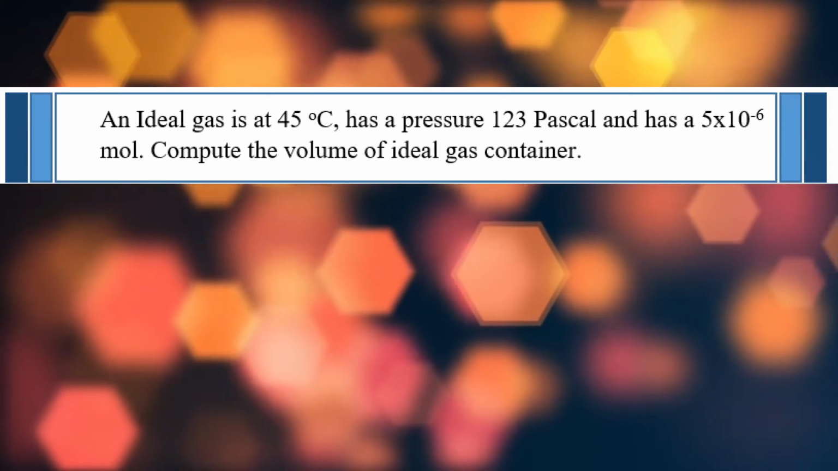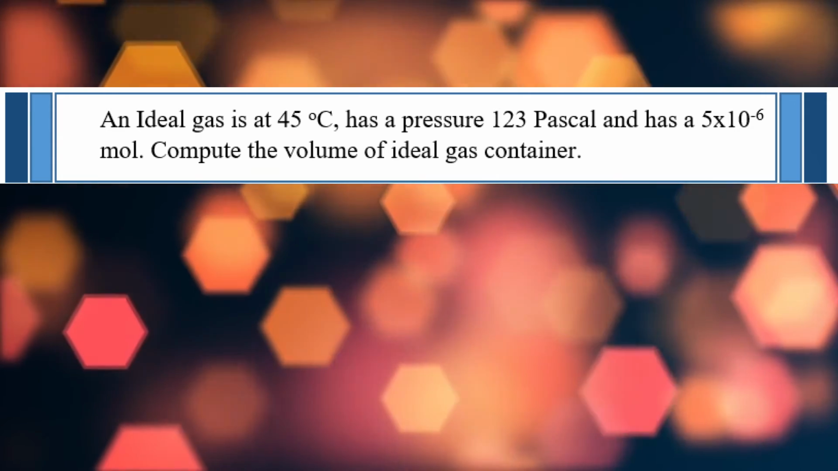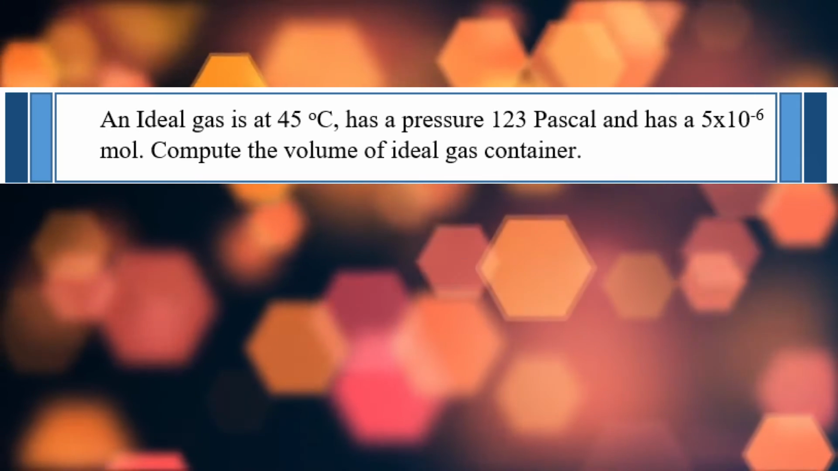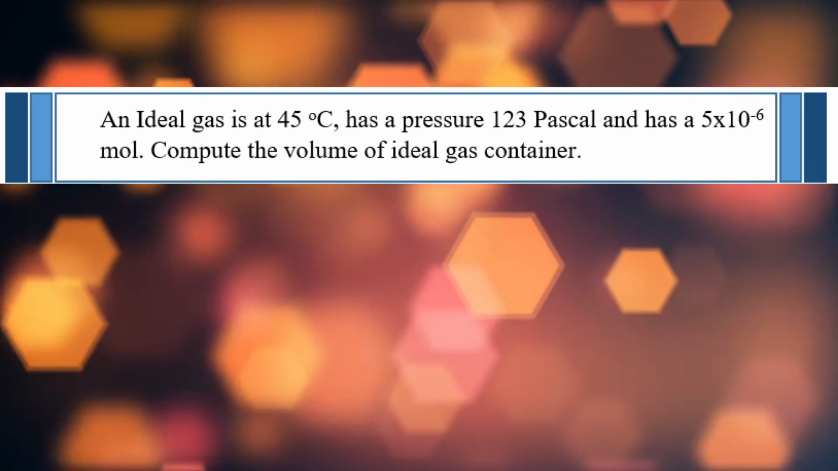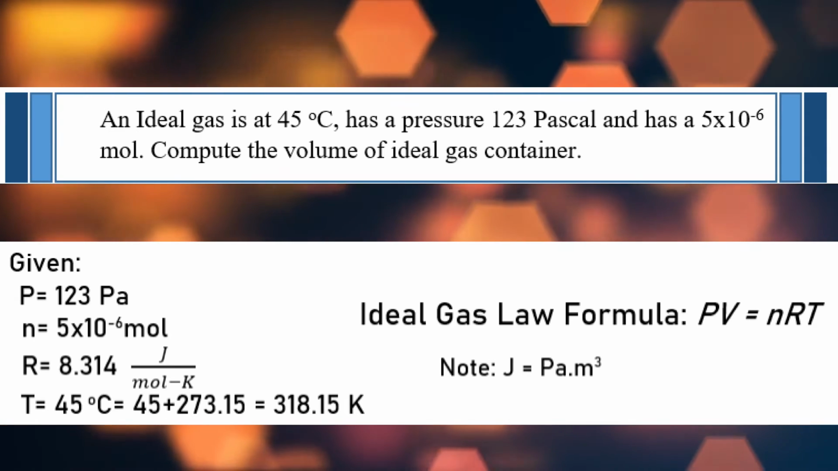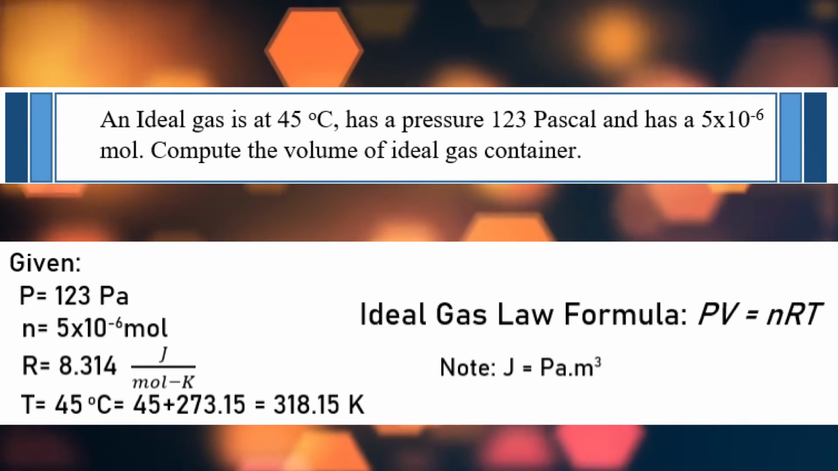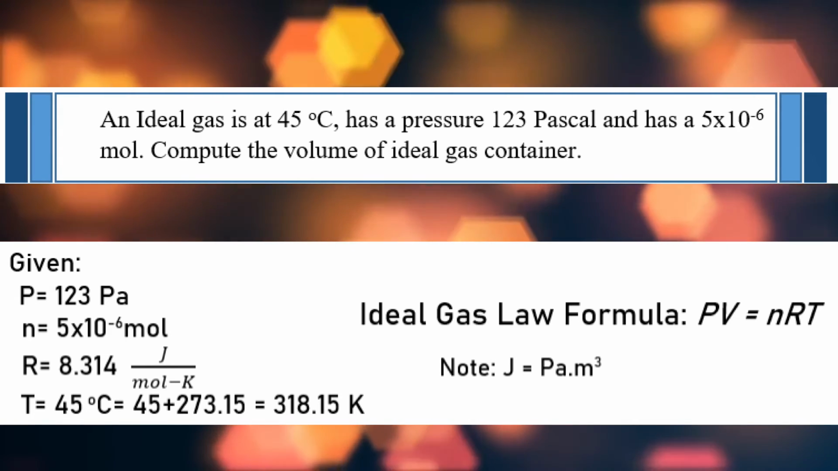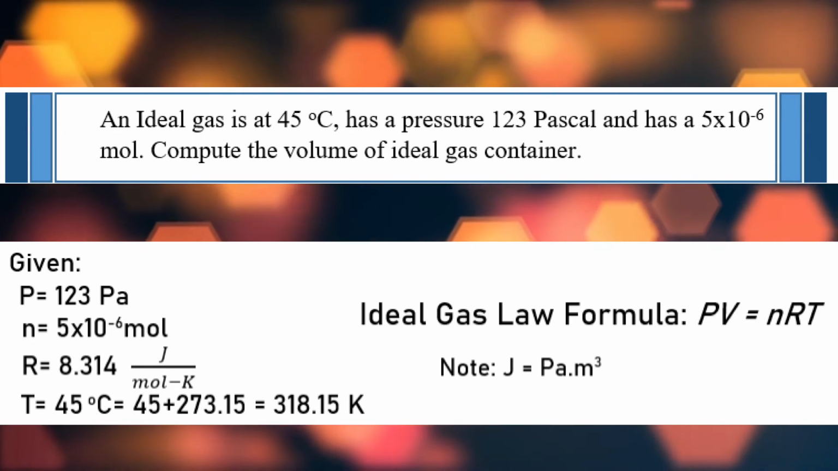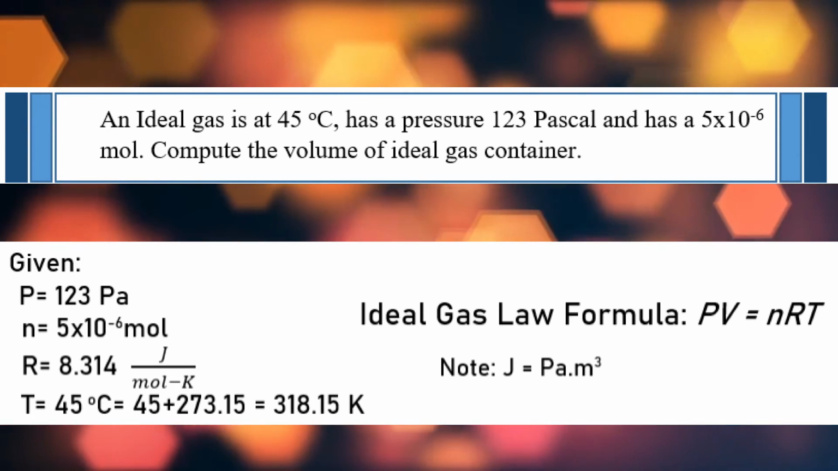For the second problem, we have an ideal gas at 45 degrees Celsius, with a pressure of 123 Pascals, and 5 times 10 raised to negative 6 moles. Compute the volume of the ideal gas container. Given that the pressure is equal to 123 Pascals, the number of moles is 5 times 10 raised to negative 6, R is a constant and that is 8.314 joules over mole Kelvin, and your temperature is 45 degrees Celsius, which is 318.15 Kelvin.